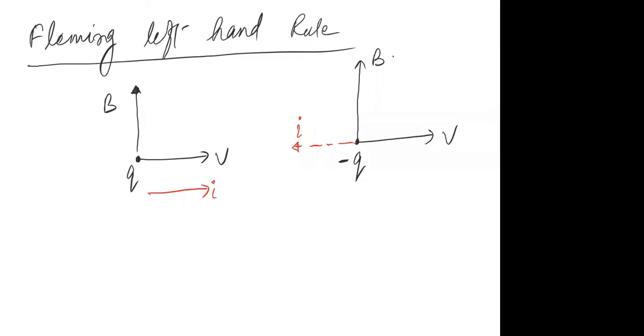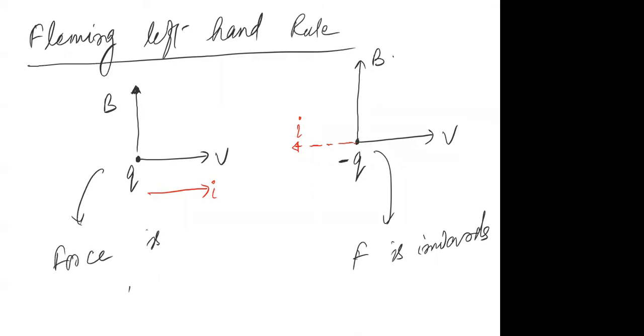So the middle finger this time would be kept towards the negative x-axis. The magnetic field is towards the positive y-axis. Then your thumb will be pointing inwards. Just confirm it. The thumb will now be pointing inwards. Means here the direction of force is inwards, and in the earlier case the direction of force is outwards. Did you understand the Fleming left hand rule?